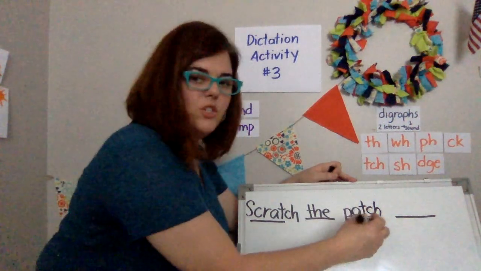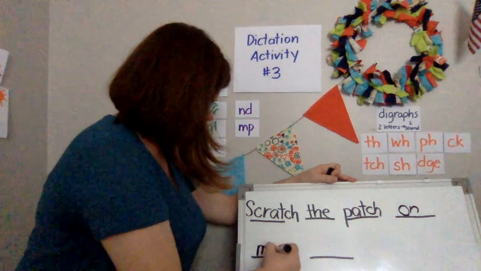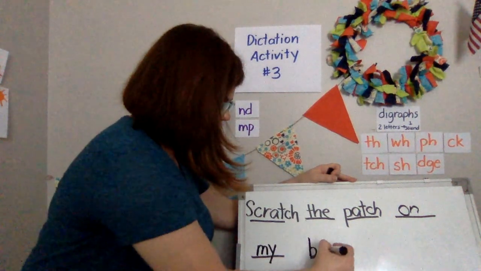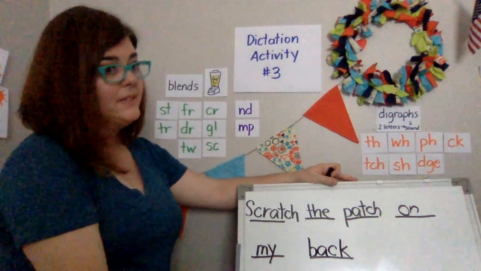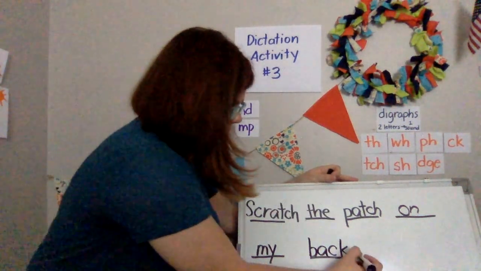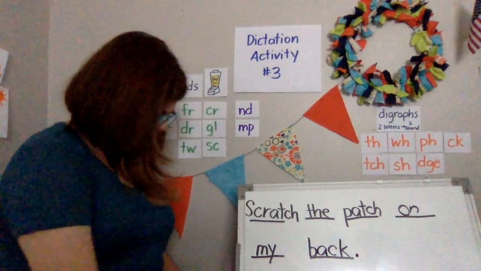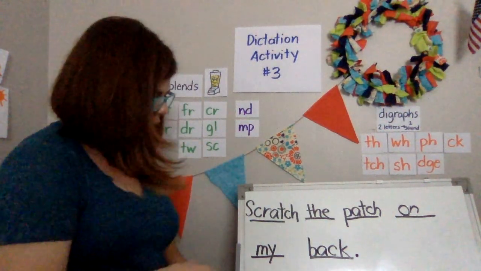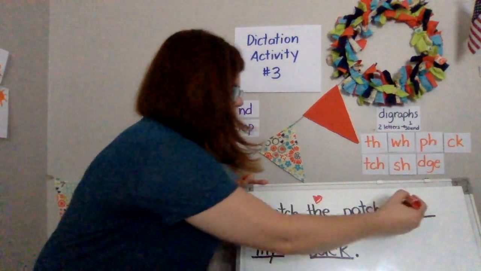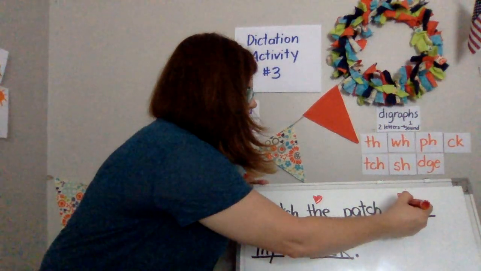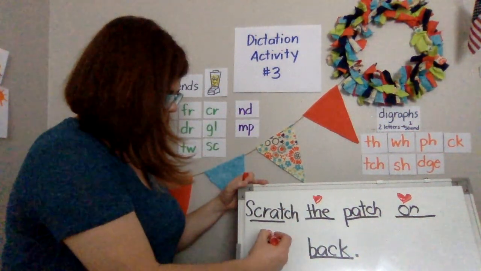Scratch the patch on my back. Telling somebody to scratch the patch on my back. Put a period. All right, started with a capital letter, have great spacing. Let's take a look at our heart words. The word on, sometimes that can be tricky, and the word my.